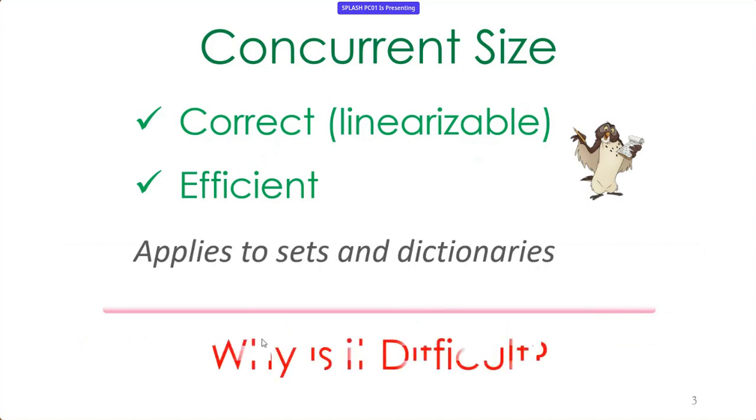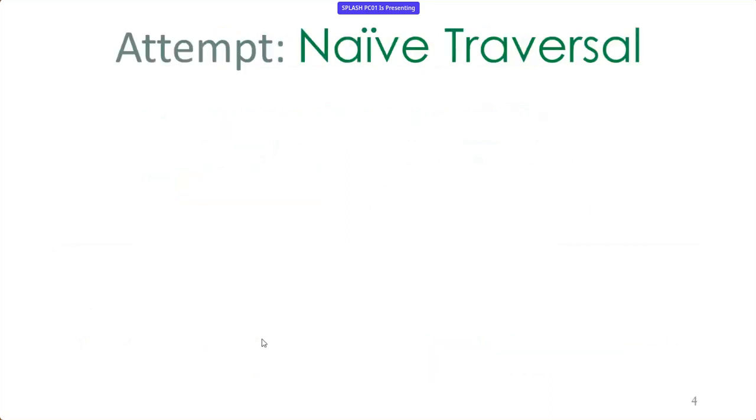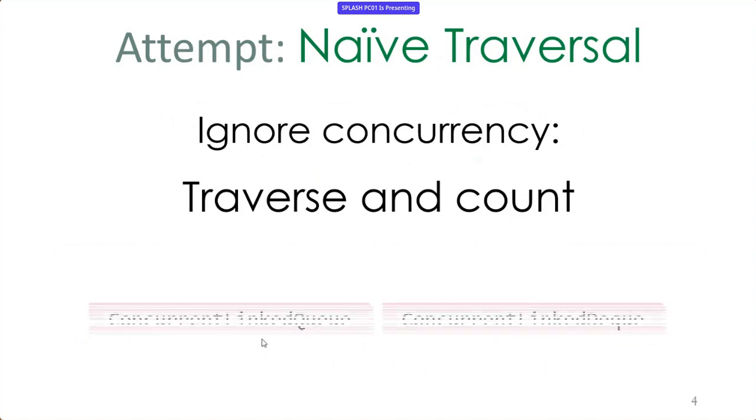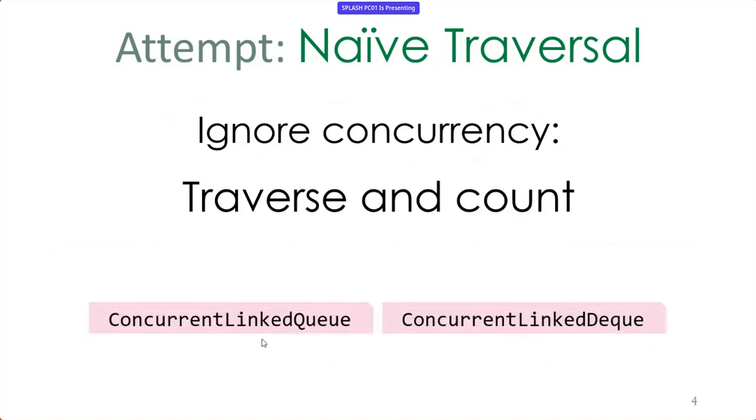But let's start with the basics: why is it difficult to obtain a size operation in both a correct and efficient way? Let's start with the first attempt: ignore concurrency and simply traverse the data structure and count the number of elements. And this is the approach actually taken by some of the concurrent classes in Java.